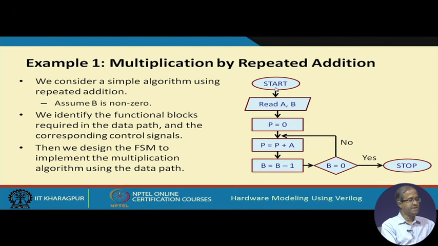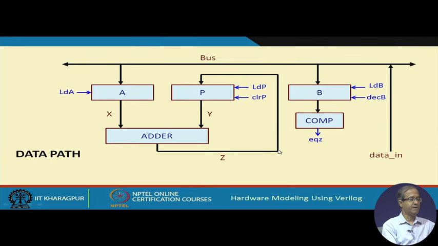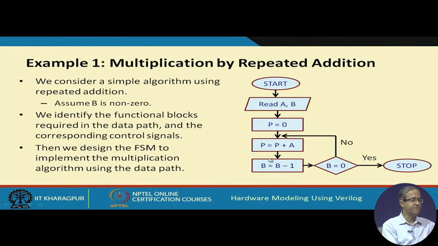For this example, let us try to see what are the requirements for the data path. One thing I can immediately see is that I need 3 registers A, B and P. I need an adder. The B register should also be a down counter, because I have to decrement it by 1. There has to be some kind of a comparator which checks for 0. These are the few things I need. So, from this requirement we can directly come up with a data path. This is a data path which we have arrived at from this flowchart specification.